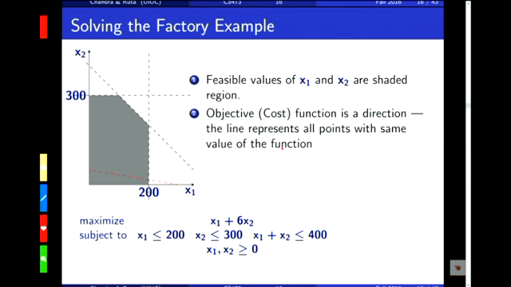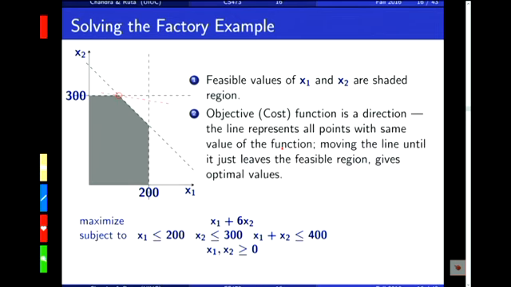Now you want to find a point in this black shaded region where this value is maximized. So as you change x1 plus 6x2 equals whatever, it moves up, right? Because those are parallel lines. Right? And the point where this line leaves the polytope is the optimal point.